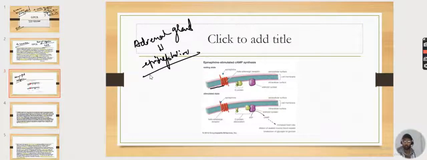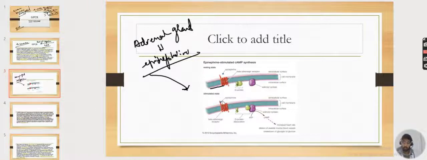This epinephrine is secreted into the bloodstream. Now it reaches the effector organ, for example, the heart, or we could say the pacemaker, the sinoatrial node. Now the surface of the sinoatrial node has this membrane receptor known as GPCR.